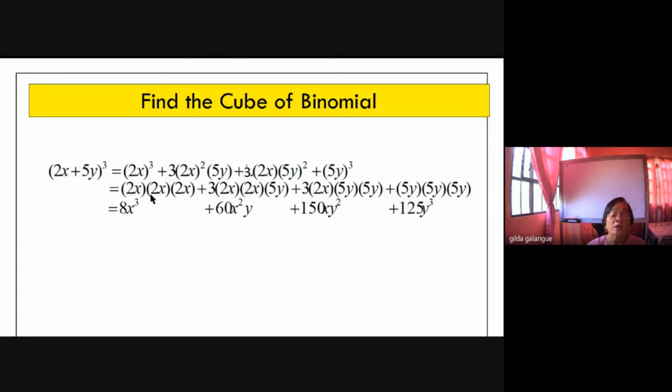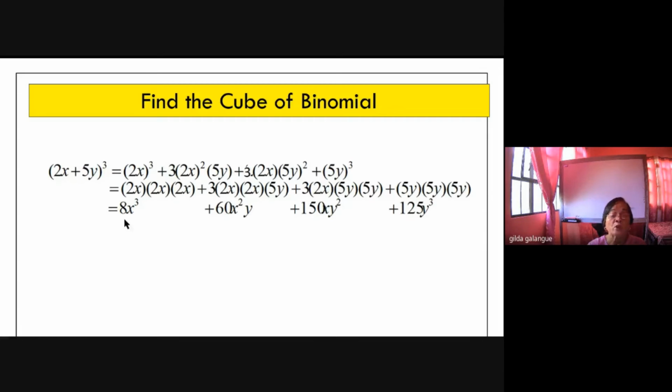So we have 2x times 2x times 2x is 8x cubed. 3 times 2 is 6. 6 times 2 is 12. 12 times 5 is 60. x times y is x squared y. 3 times 2 is 6. 6 times 25 is 150. x times y, xy squared. 5y times 5y times 5y, y cubed.